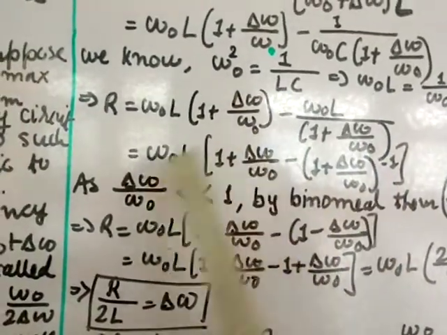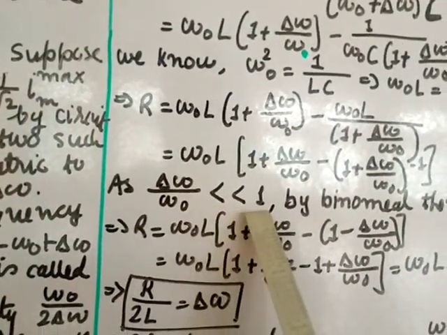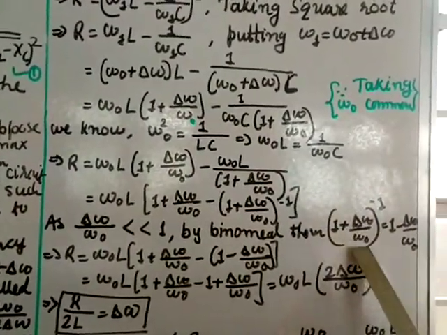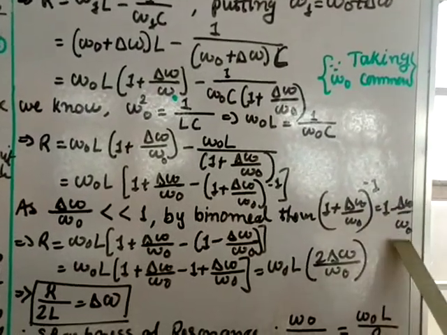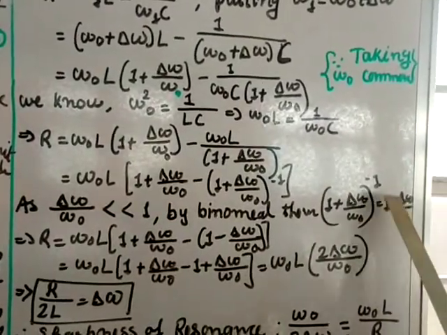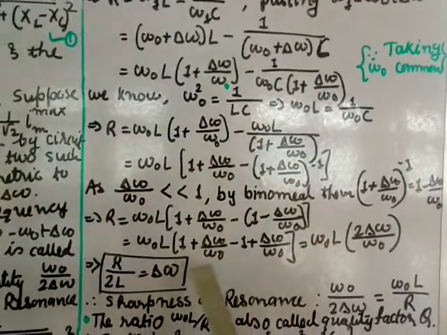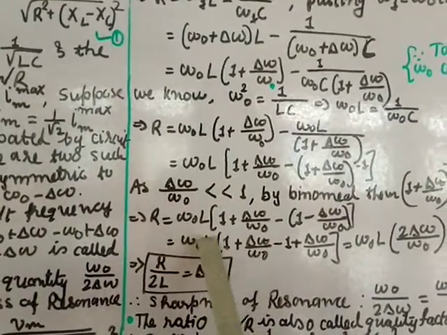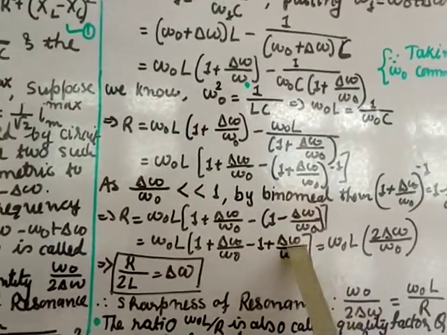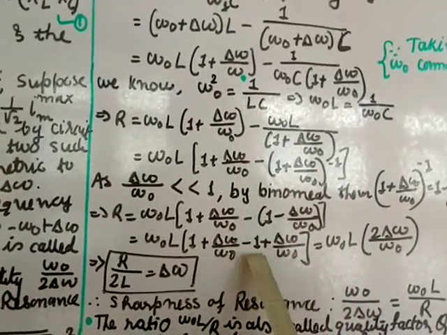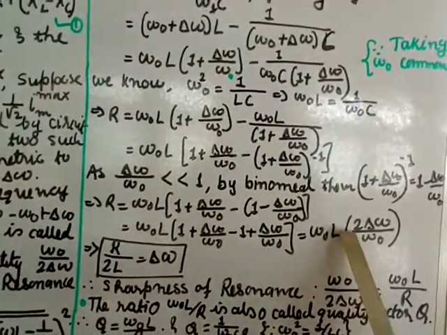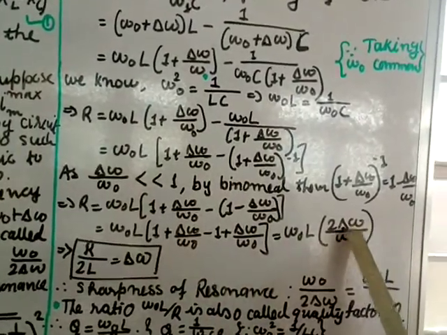Now this value delta omega by omega naught is very much smaller than 1. So by binomial theorem, this 1 plus delta omega by omega naught to the power minus 1 we can write as 1 minus delta omega by omega naught. So I put 1 minus delta omega by omega naught instead of this, by using the binomial theorem. So R is equal to omega naught L times 1 plus delta omega by omega naught minus 1 minus delta omega divided by omega naught. Open the bracket, this becomes plus, this becomes minus, plus 1 minus 1 cut, and this becomes 2 times delta omega divided by omega naught.